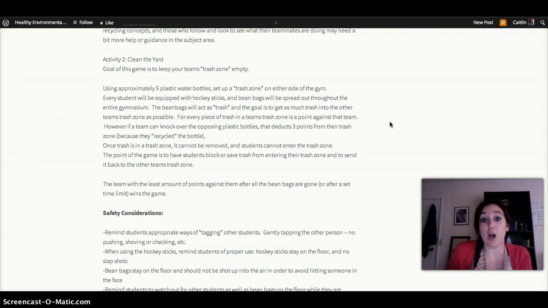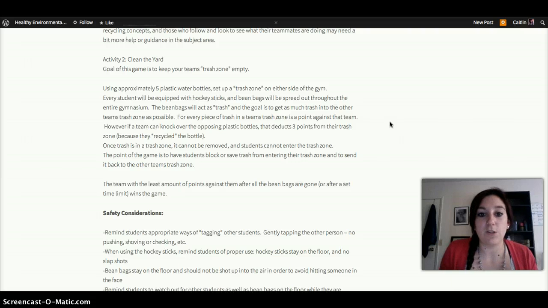However, if a team can knock over one of the opposing plastic bottles, so if you're over here and here's the team's plastic bottle, they can knock that over, that deducts 3 points from their trash zone because they recycled the bottle. Once the trash is in a trash zone, it cannot be removed, and students cannot enter their own trash zone, so they have to stay on the outside of it.